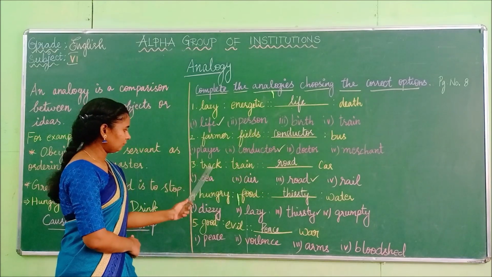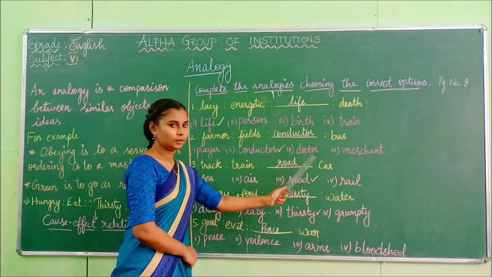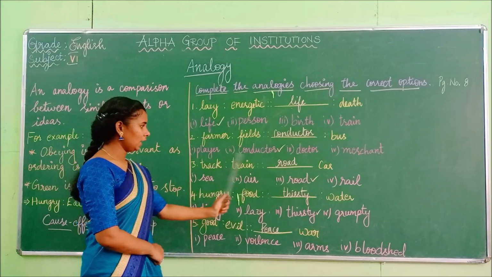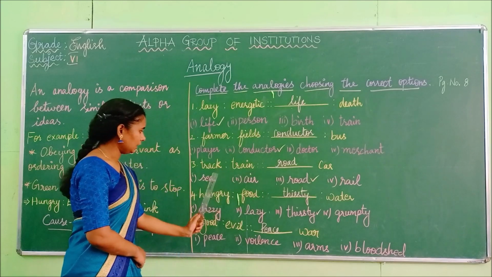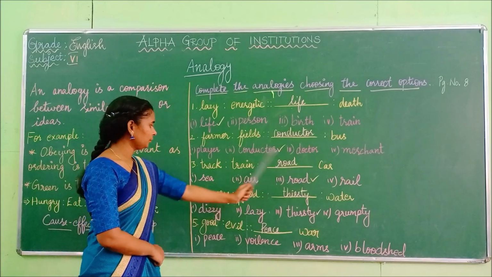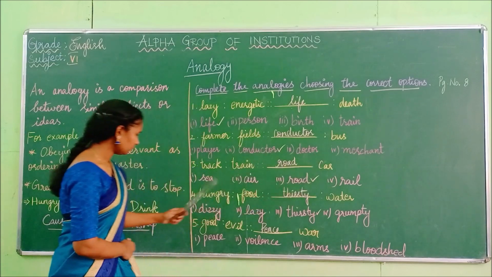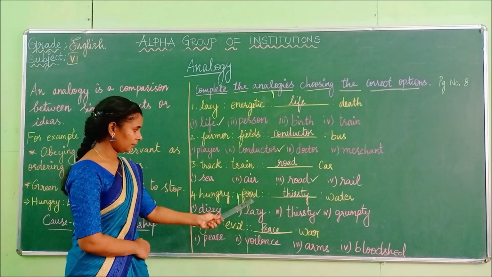The third one we have got track, train, road, car. So here train goes on the track. And where do the cars go? Goes on road, right? So here the answer is road. Track, train, road, car.